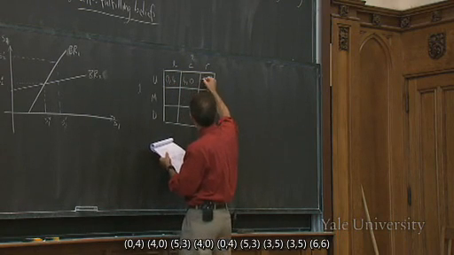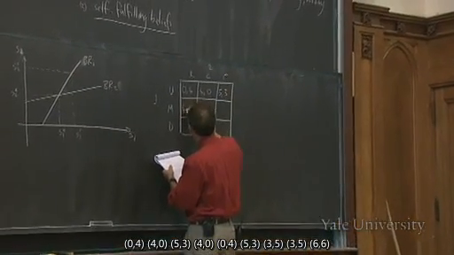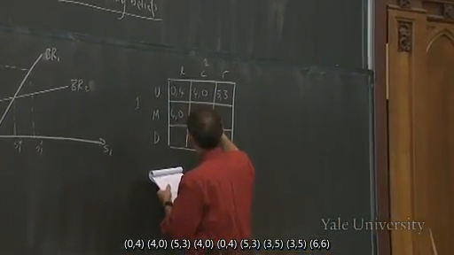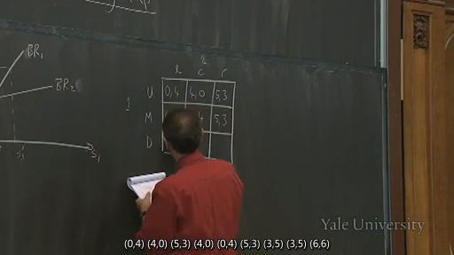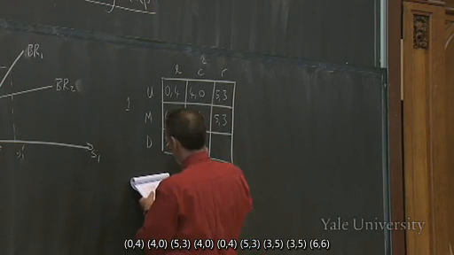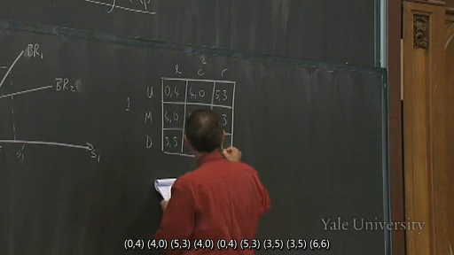4-0, 5-3, 4, 0, 0, 4, 5, 3 again, 3, 5, 3, 5, and 6, 6.